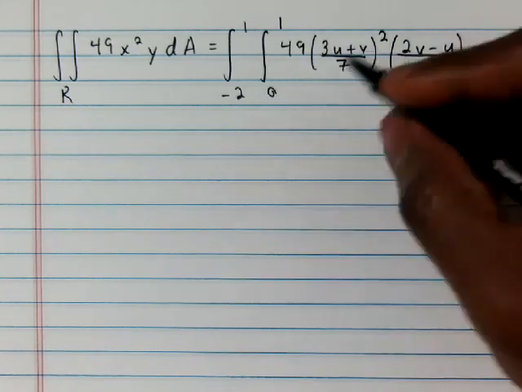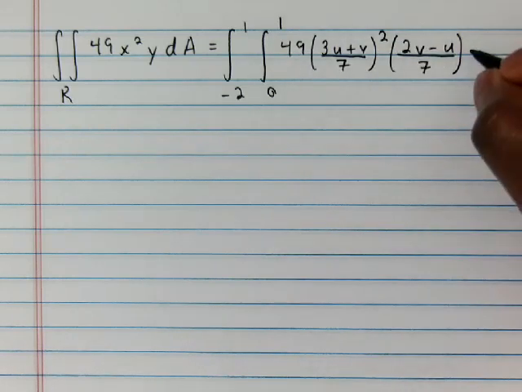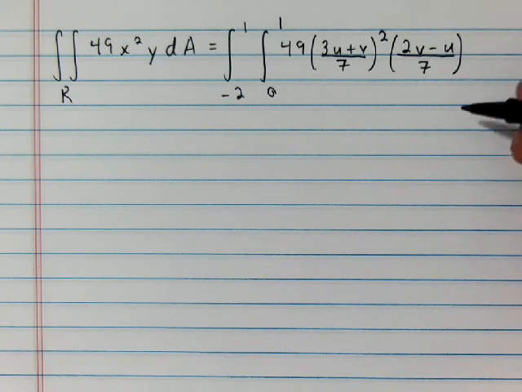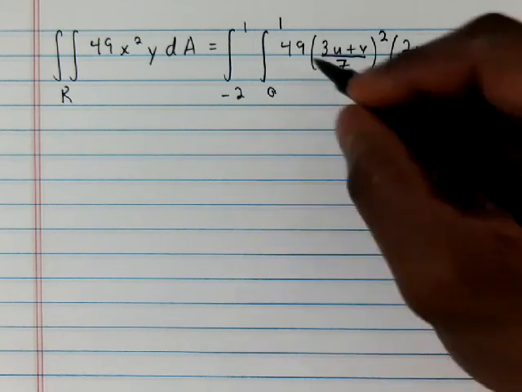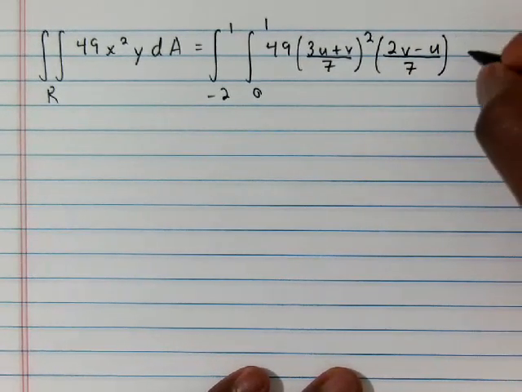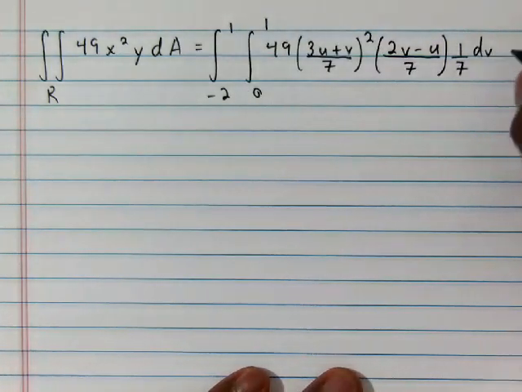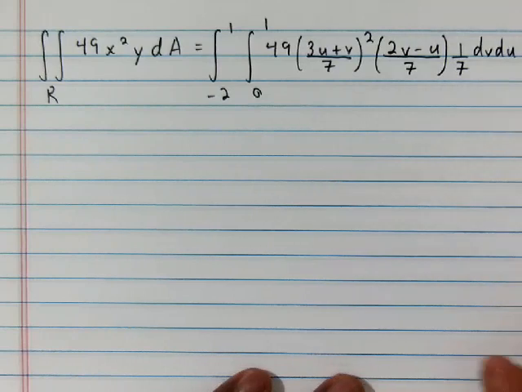And then the 0 to 1, those were v's. Oh, my Jacobian, sorry, I almost forgot about that. The Jacobian was 1/7. So I'm going to put it back here. I could put it up here, of course, but just so we remember what it is, that is the Jacobian, 1/7. Now, those were v's and those are u's, so this is dv du.